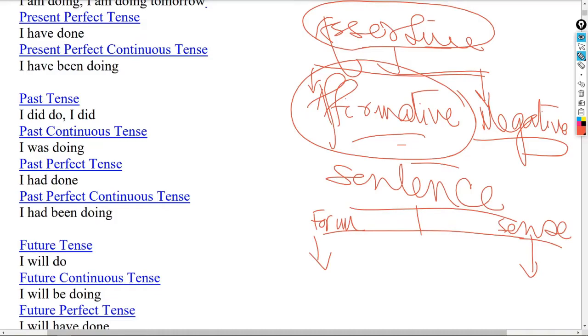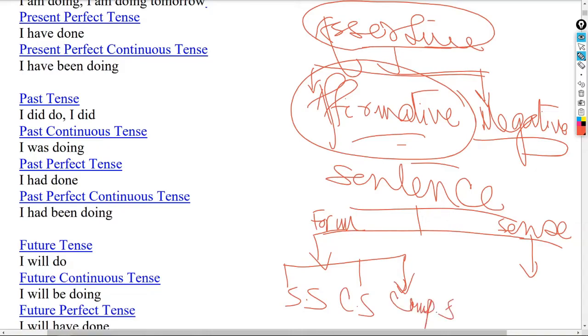Sense or meaning. So how many kinds are there? There are 5: assertive sentence, interrogative sentence, imperative sentence, exclamatory sentence, and optative sentence. In the similar manner, on the basis of the form or the structure, sentences are divided into how many kinds? There are 3 different kinds. One is simple sentence, another one is compound sentence, the third one is complex sentence.